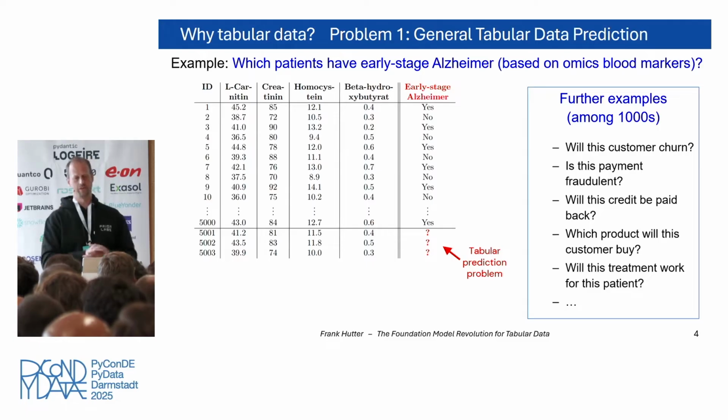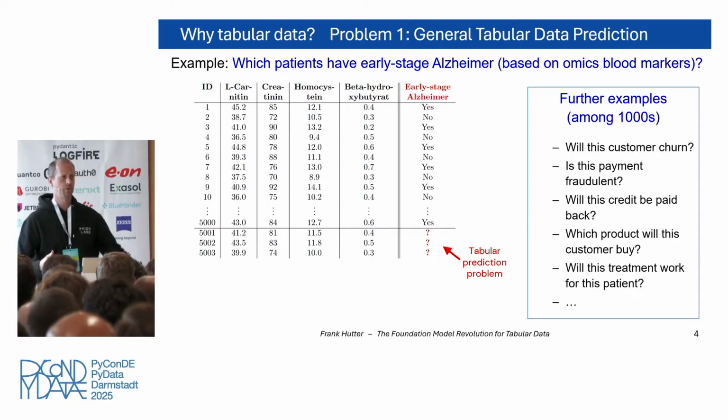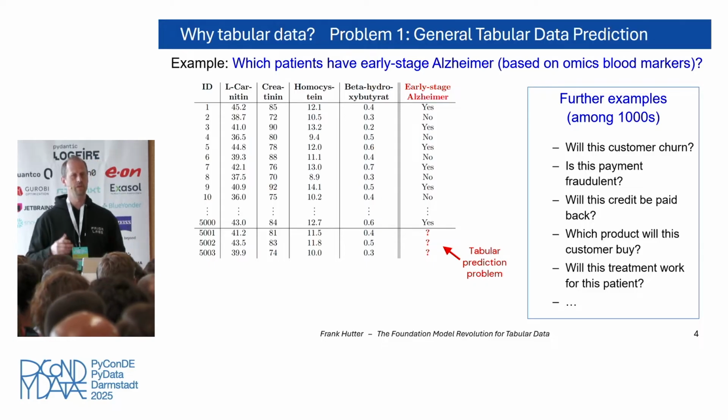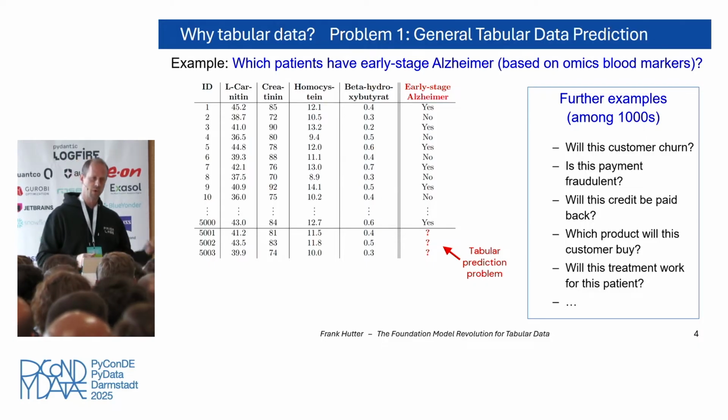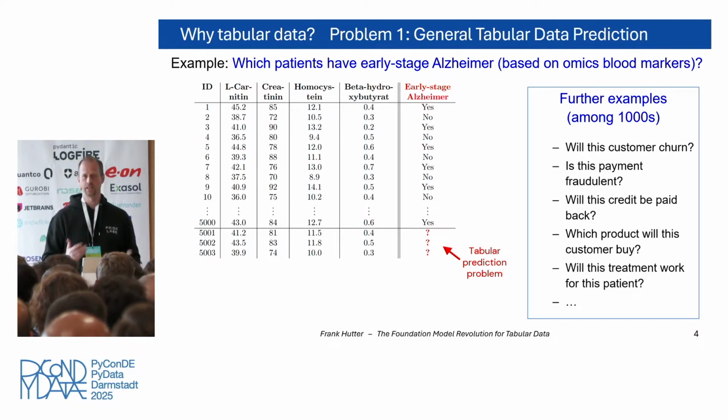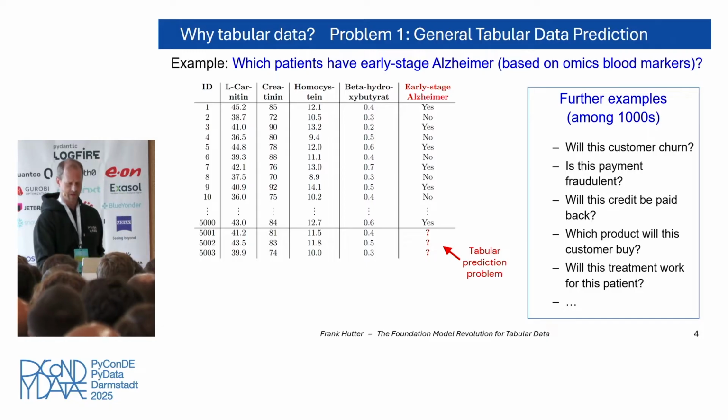There's thousands of possible examples. It's really machine learning 101, where you would use random forests, linear SVMs, whatnot. Will this customer churn? Is this payment fraudulent? Will this credit be paid back? Which product will this customer buy? Will this treatment work for this patient, et cetera, et cetera? So this is the general tabular data prediction problem.